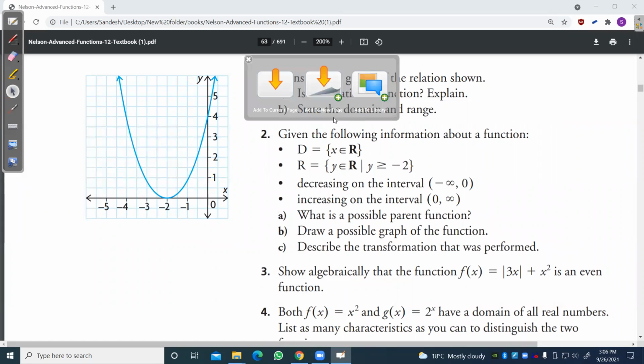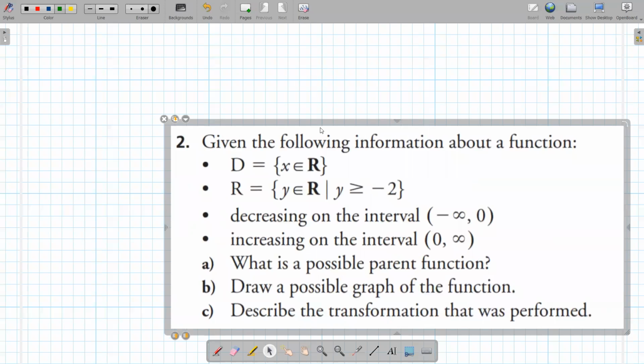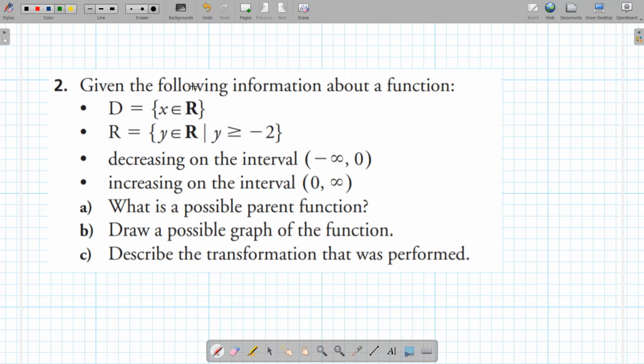Given the following information about a function, now they've given us a bunch of details. What is a possible parent function? So the domain is x ∈ R, right? So we can see which functions have a domain of x ∈ R. You have y equals x, the linear function, y equals x squared, y equals the absolute value of x, y equals 2 to the power of x, y equals sine x. All these have a domain of x ∈ R, okay?